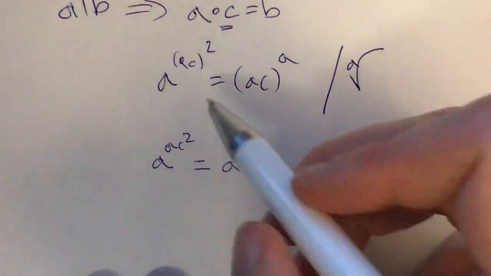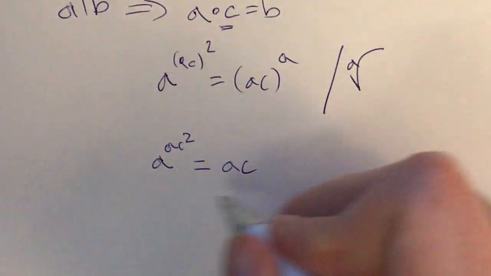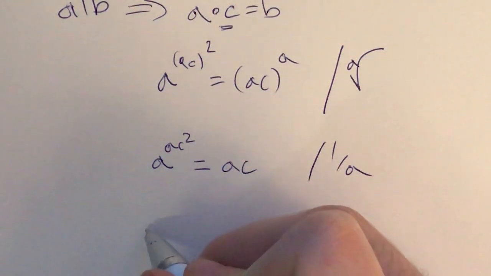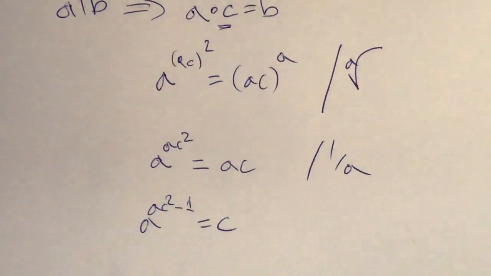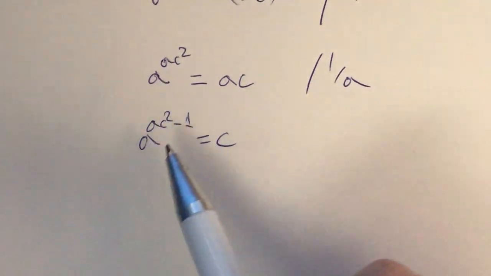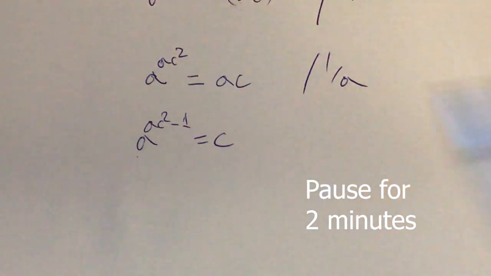We can further simplify this by dividing by a on both sides, and what we get is that a to the power of ac squared minus 1 is equal to c. Now, what would you do with this? I invite you to pause for 2 minutes and see, can you solve this equation in the positive integers?